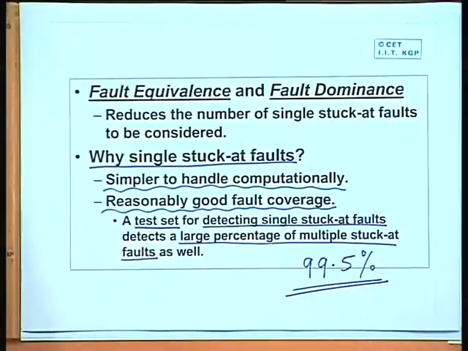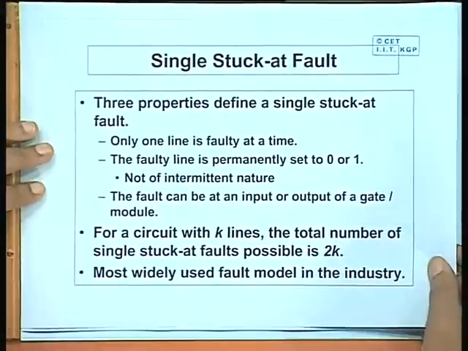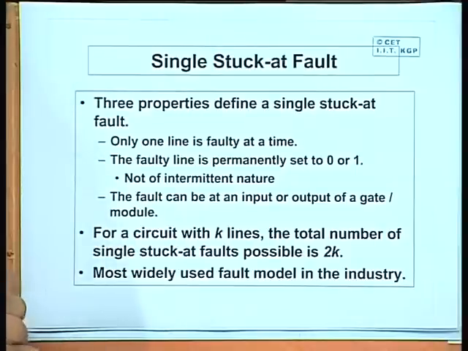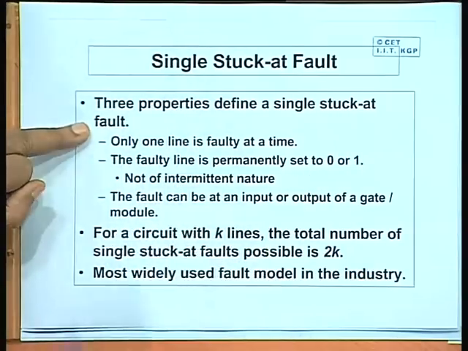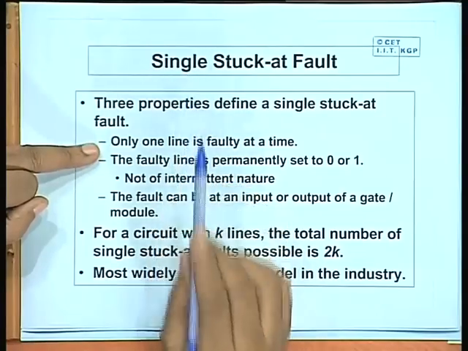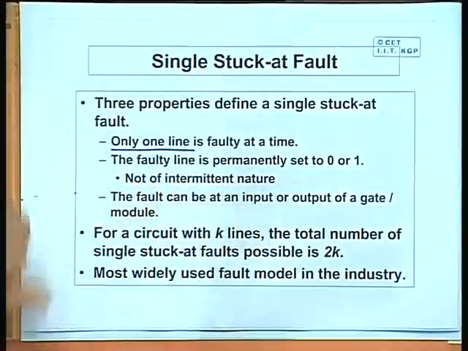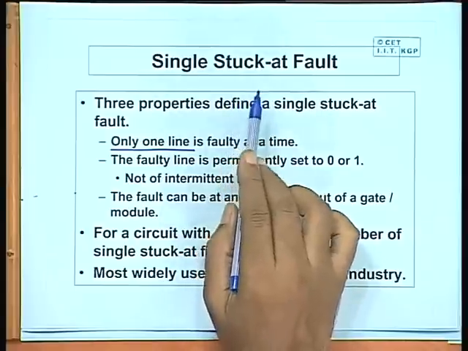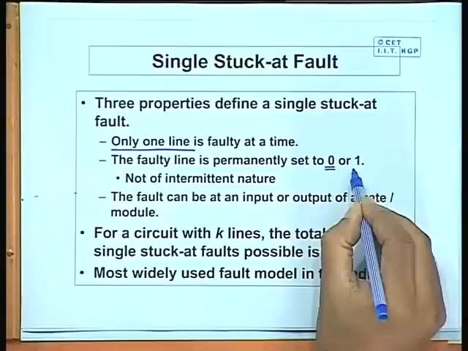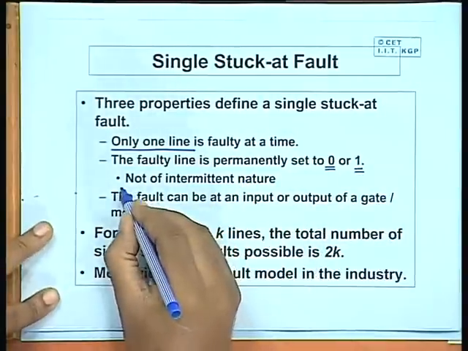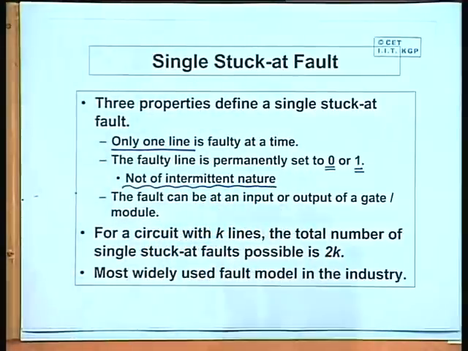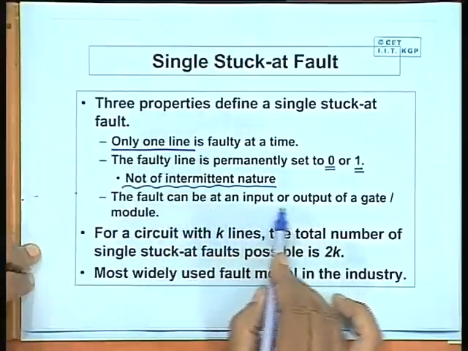Because of this, single stuck-at fault has become so popular, and most of the industry people indeed use the single stuck-at fault model for testing purposes. Okay. So, let us now concentrate on single stuck-at fault. As I told you, there are three properties. This I have already mentioned. Since it is a single fault, only one line is faulty at a time. Now, when you say faulty, since it is stuck-at, the line is permanently set to 0 or to 1. When I say permanently, it means that the fault is not of intermittent nature. Intermittent means it appears sometimes, it does not appear at other times. So, you assume that whenever you apply a test vector, the fault is present. Okay? So, it can be detected any time we apply the test vector. And the faults can occur at the input or the output of a gate.